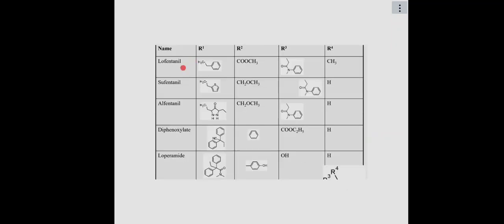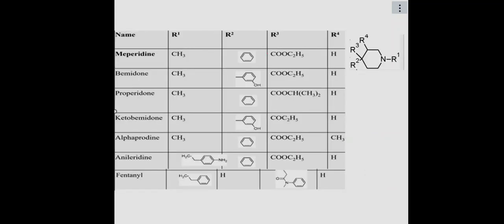And of course, if you look at fentanyl, the major difference between fentanyl and the other compounds is that you can see here where there is this group, most of the others have a substitution here, but fentanyl has a hydrogen at that position. It does not have a substitution at R3. It has a hydrogen at R3, and fentanyl, therefore, is a prototype within the general anesthetics.